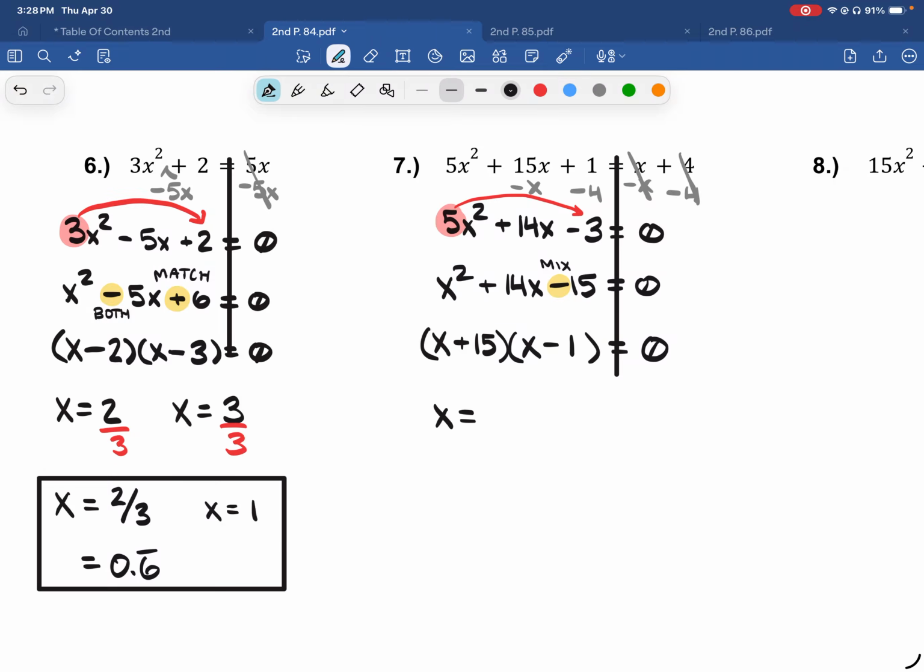Because you've got a factor of x plus 15, you've got a solution of x equals negative 15. And because you've got a factor of x minus 1, you'll have a solution of x equals 1. But then we'll divide both of these by 5. Negative 15 divided by 5 is just negative 3. 1 divided by 5 is just 1/5, or 0.2.